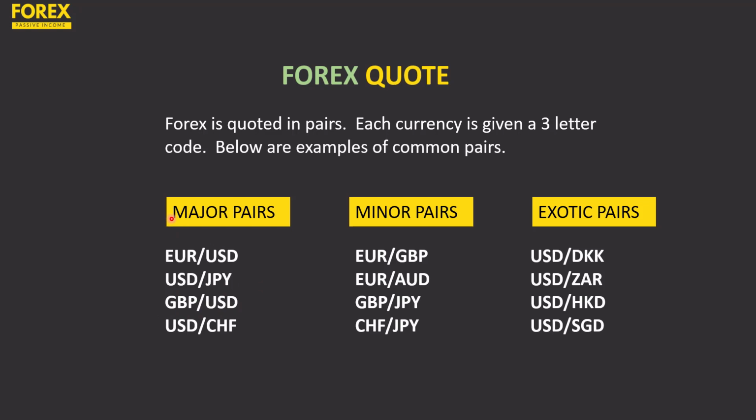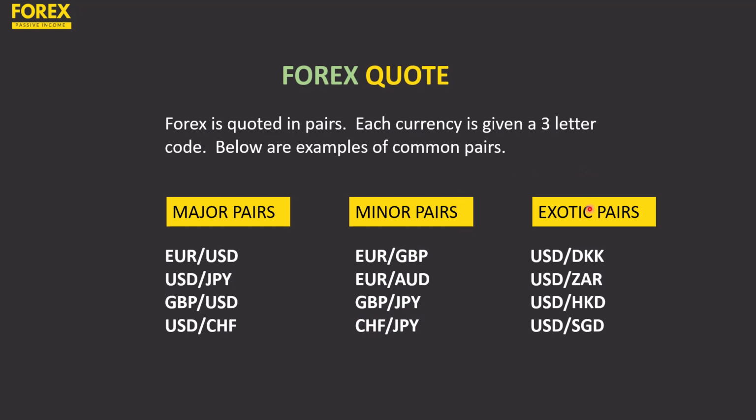We also have minor pairs, which involve other strong economies pairing with each other outside the United States dollar. Like we have the euro and Great British pound, the euro and Australian dollar, the euro and Japanese yen, and the Swiss franc and Japanese yen.